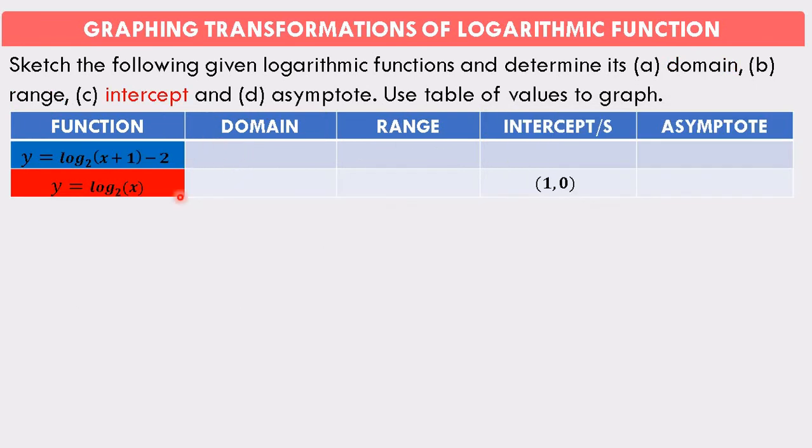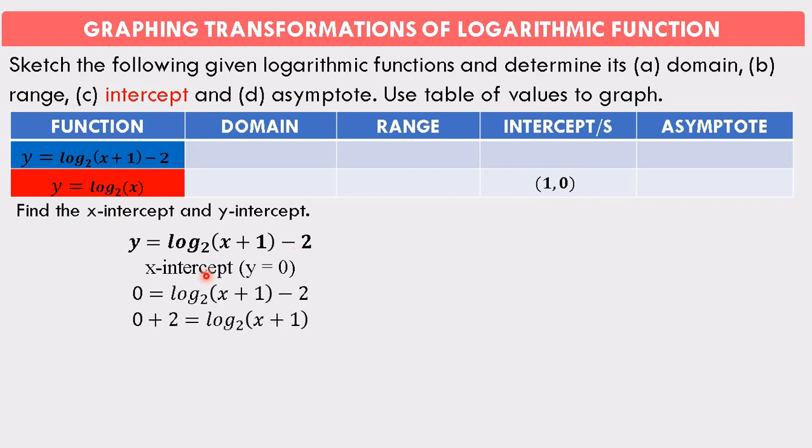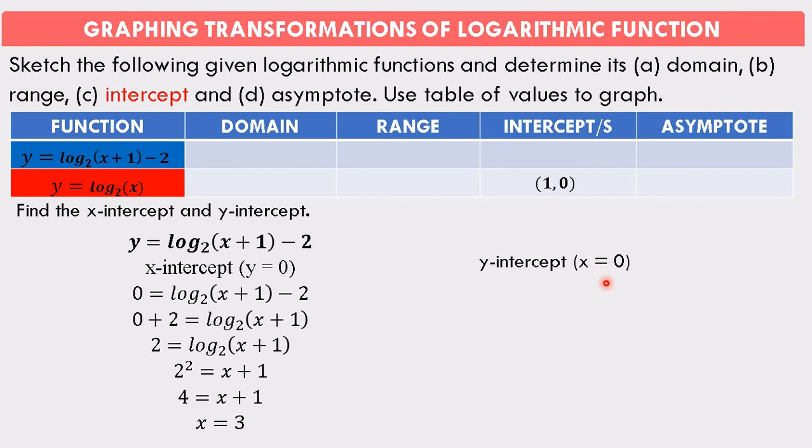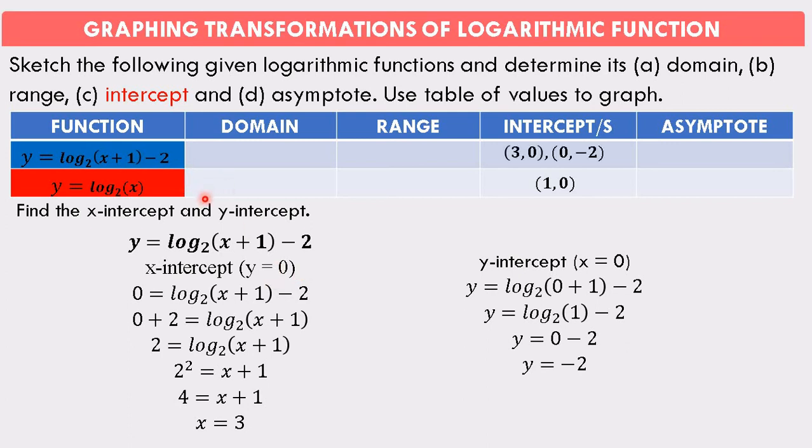So next example, we have now the initial function with no h and k value, while the first function has an h and k value. Okay, so find the intercept. So we have the first function, y equals logarithm of x plus 1 minus 2 to the base 2. So simplify. So we have an x value of x equals 3. Okay, and the y-intercept is y equals 0 minus 2, y equals -2. Okay, then again, the second function we already solved a while ago, so we have (1, 0).